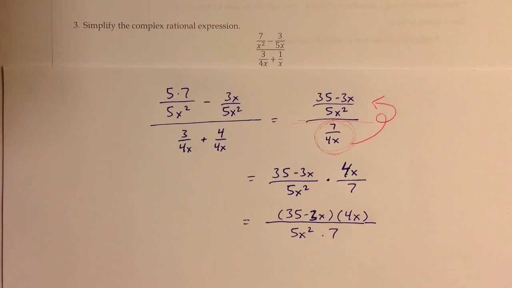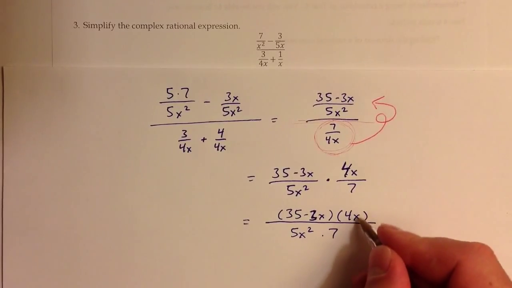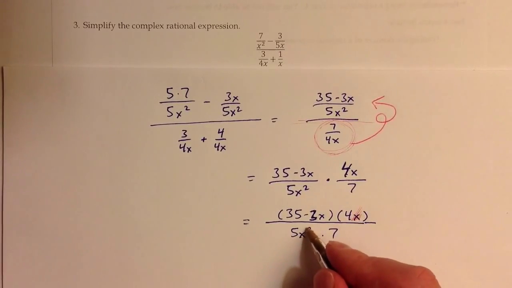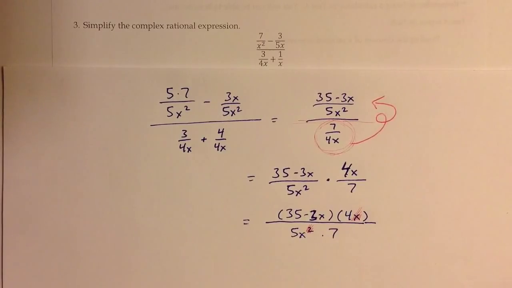And then if there are any common factors, we can cancel those. And there's just one cancellation that we can do. The x that's up top here shares a factor with x squared, so I can take away one of the x's from x squared. So this becomes 4, moving the 4 to the front because we tend to put number factors in the front, times 35 minus 3x divided by 35x. 5 times 7 becomes 35.